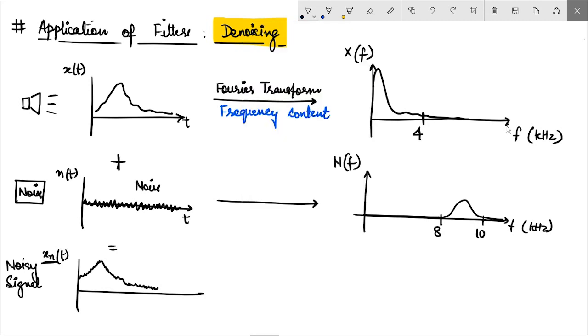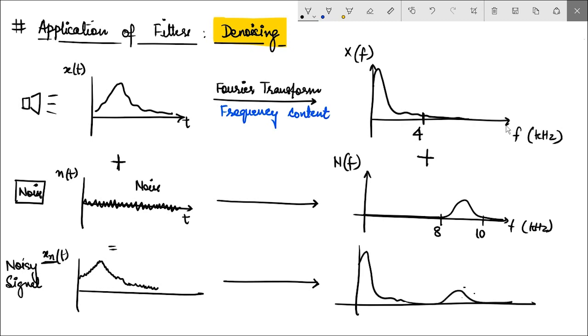Because Fourier transform is a linear transform, the Fourier spectrum of summation of two signals is equal to the summation of their individual spectrums. So if we try to find frequency content of this noisy signal, it can simply be expressed as a summation of their individual spectrums. So it would look something like this. Let me call it X n of F. So this is the frequency content of the noisy signal.